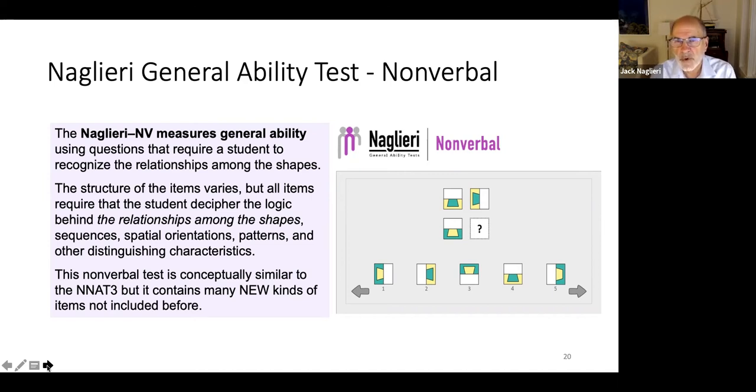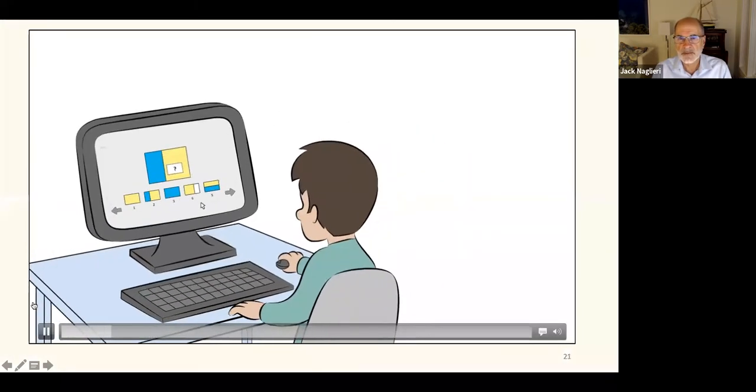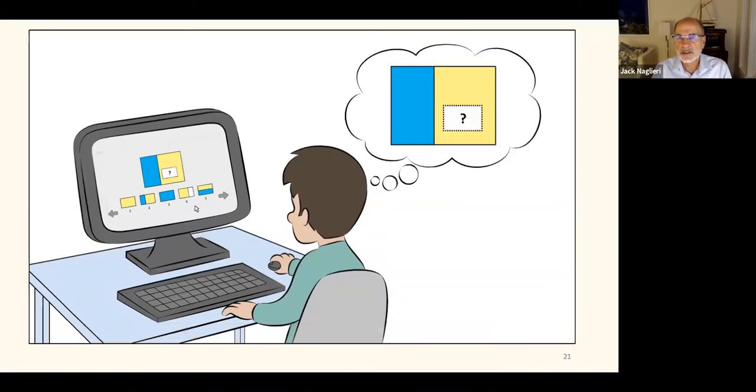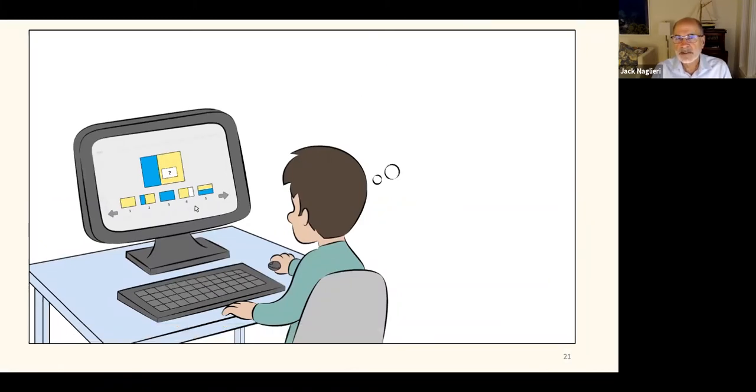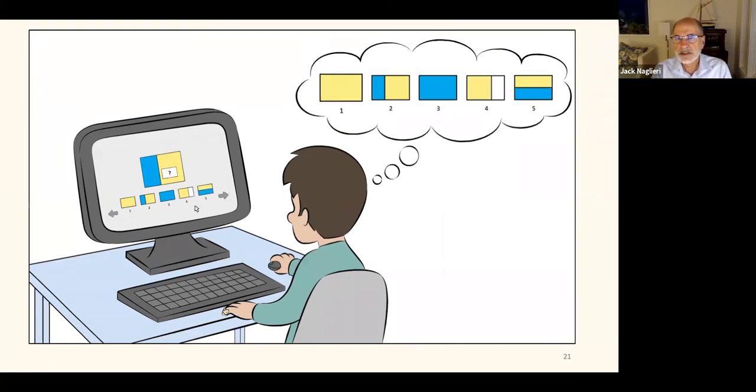And what I did here is basically take the NNAT concept that I've been using for decades and expand it out and develop new kinds of items that hadn't been used before, so that we have a freshening of the approach, so to speak. But it gets at general ability using nonverbal stimuli, and the video animation works very well, much the same way. Pull away, thought bubble, directs the child where to look at the top of the screen, then directs the child to look at the options, and then we show which option is the correct one.